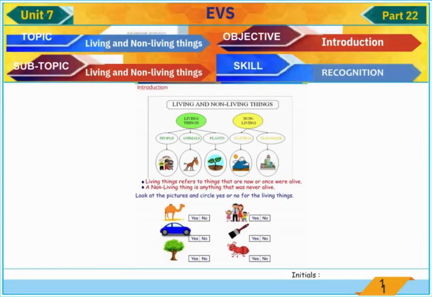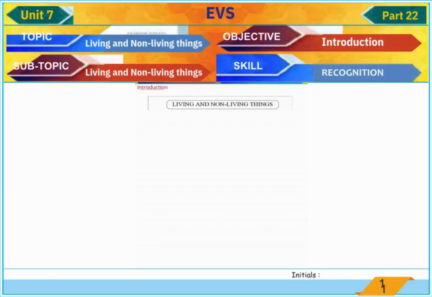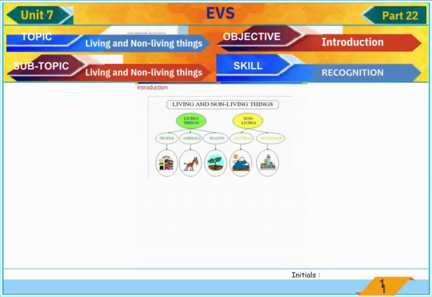Introduction. Living and non-living things. Living things: people, animal, plant. Non-living: natural, man-made. Living things refers to things that are now or once were alive. A non-living thing is anything that was never alive. Look at the pictures and circle yes or no for the living things.